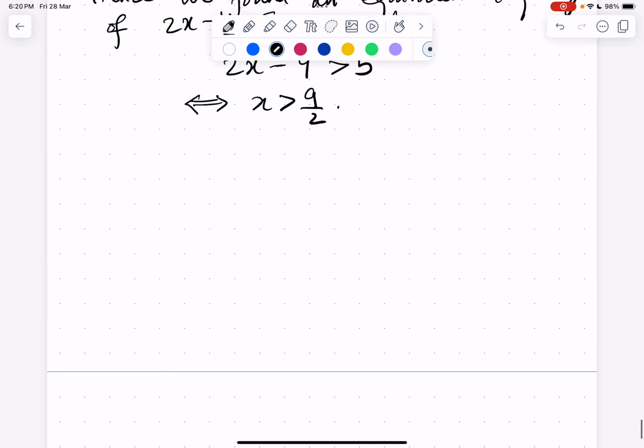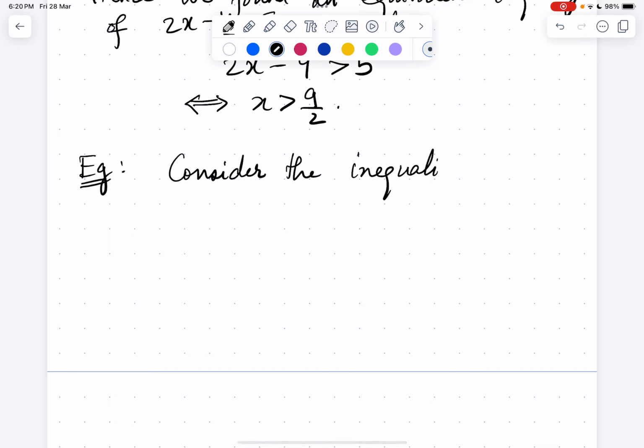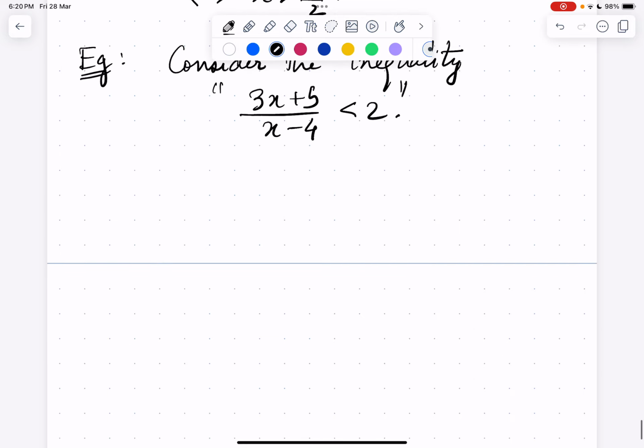So here's a somewhat better example. Consider the inequality 3x plus 5 by x minus 4 is less than 2. We can ask the same question: can we simplify the inequality?